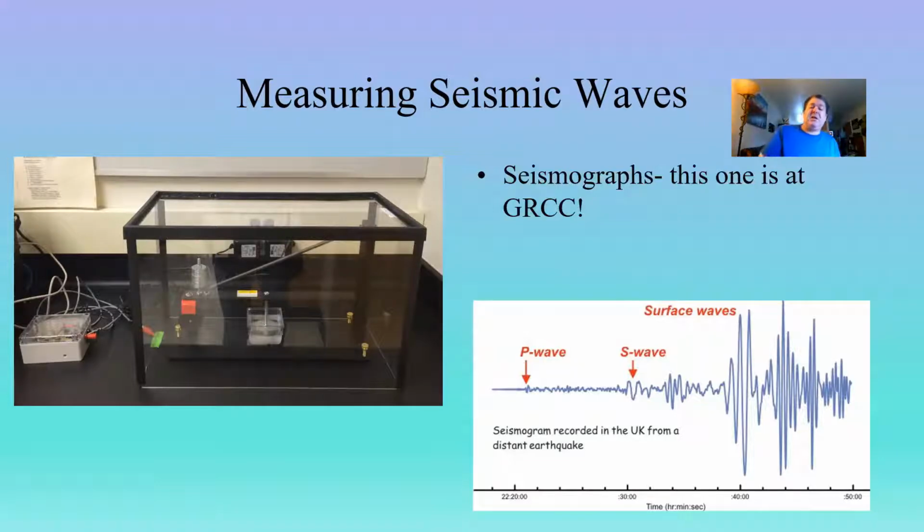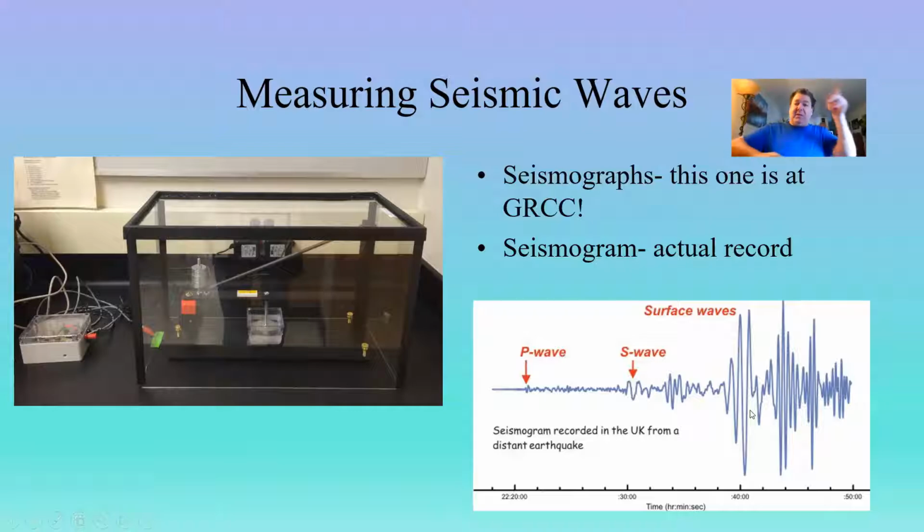Anyway, what we get from a seismograph is a seismogram, right? It's like a telegram, right? A seismogram. This is the actual record that is produced by the seismograph, right? And back in the day, it would have been like the little barrel and the little needle going like this. Now it's all done by computer, obviously, but we can see the different types of waves here.